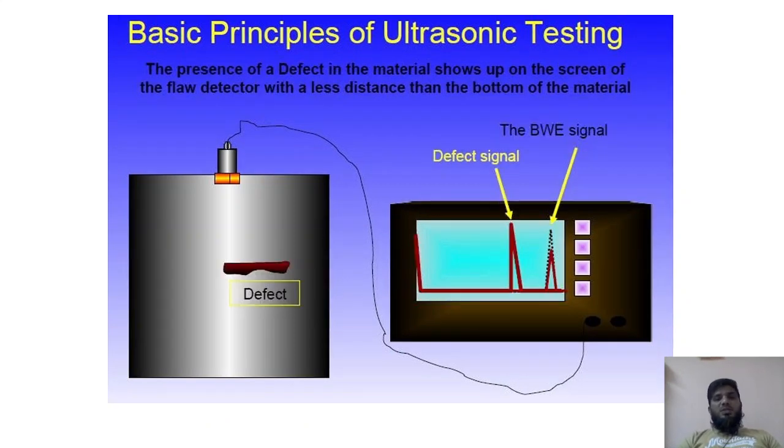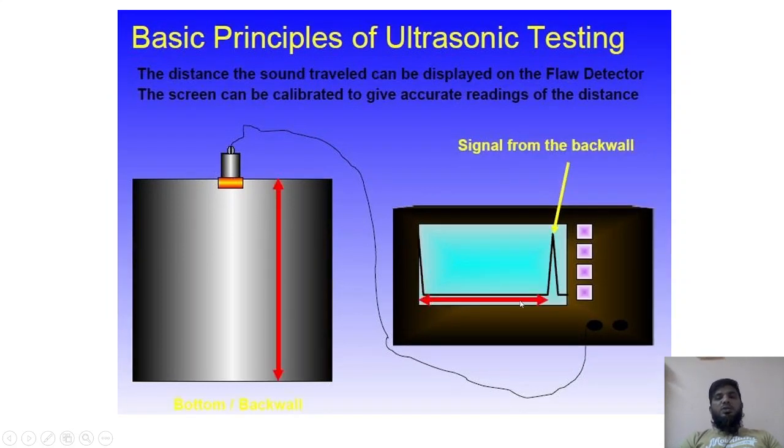So the basic principle is this: if there is some defect, previously we understood that the reflection was obtained at some particular distance. The same thing happens in your ECG also. If the number of waves changes, they can analyze that there is a blockage in your heart.